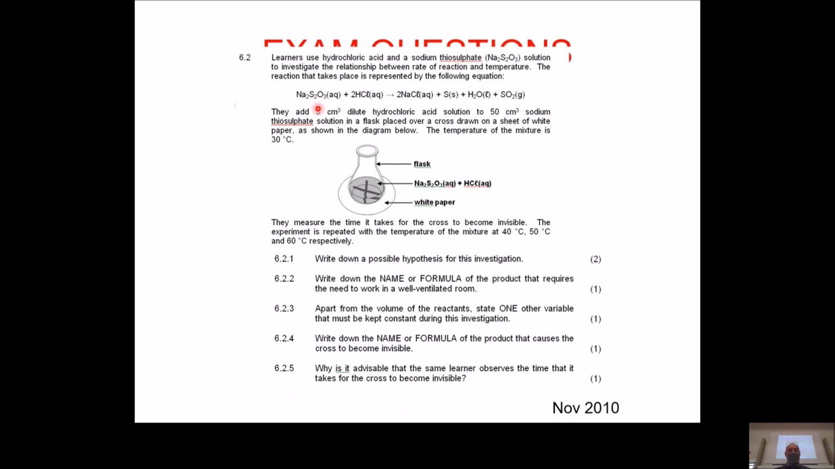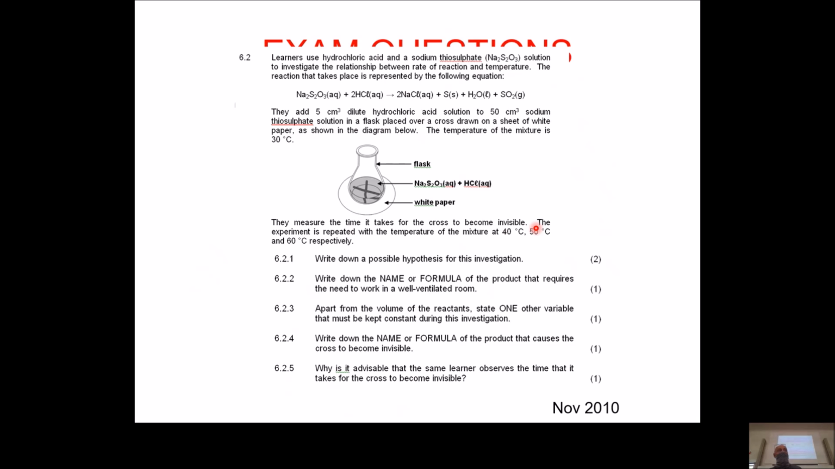They add 5 centimeters cubed, okay, here comes all the details, 5 centimeters cubed dilute hydrochloric acid to 50 centimeters cubed of thiosulfate, and place it on the cross drawn on the paper. The temperature of the mixture is 30 degrees. So what's all this about the cross on a piece of paper? Well, measure the time it takes for the cross to become invisible. Why should the cross become invisible? So you're going to make sulfur, which is a yellow solid, and you can't see through it. So as the reaction goes on, the solution is going to become cloudy yellow, and then you can't see the cross anymore. So we'll actually do this experiment.